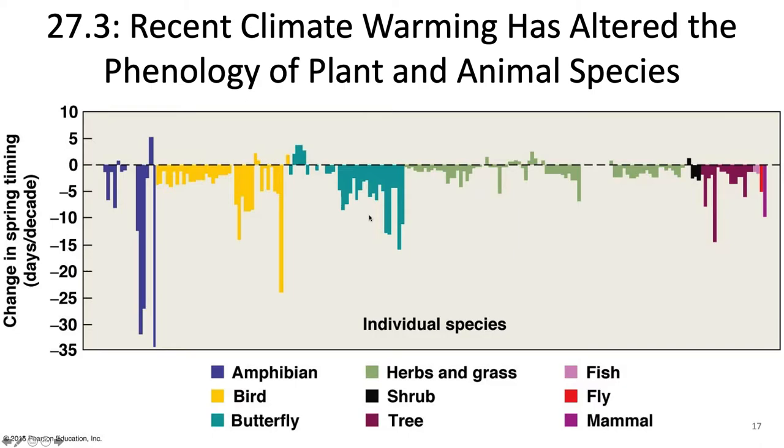Butterflies actually have a 3 times greater advancement in arriving out of spring than early flowering plants, like I said before. So the butterflies are coming out earlier than the plants that they feed on and they pollinate, and so they can starve to death if they don't have adequate nutrition from their mutualistic flowers in the environment. So dramatic effects on plant-insect interactions because of climate change.